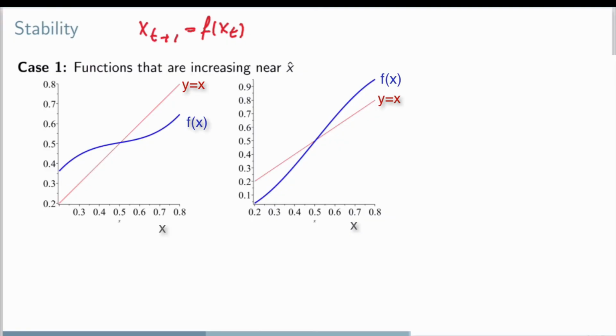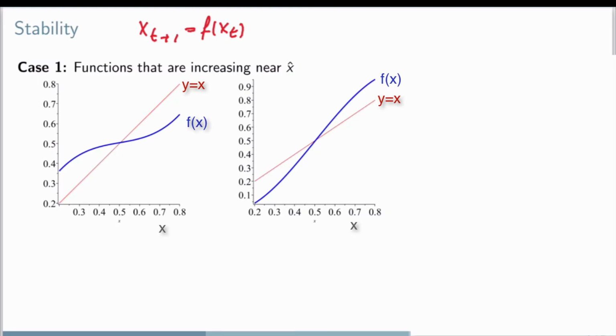Now we learned already that the intersection of the diagonal with the function itself gives us the equilibrium points or the fixed points. So here, for example, the fixed point is right there, here the fixed point is right there. Now for these typical situations, I would like to use cobwebbing to try to understand stability of the corresponding fixed point.